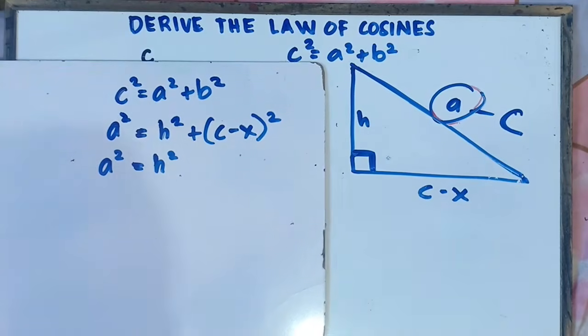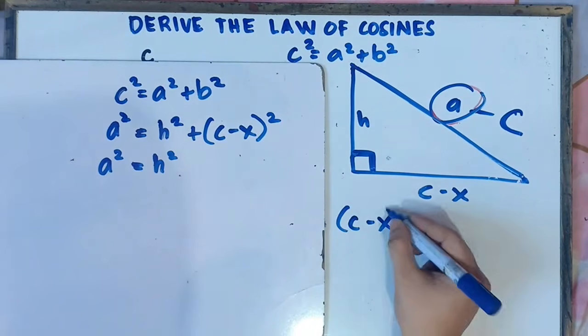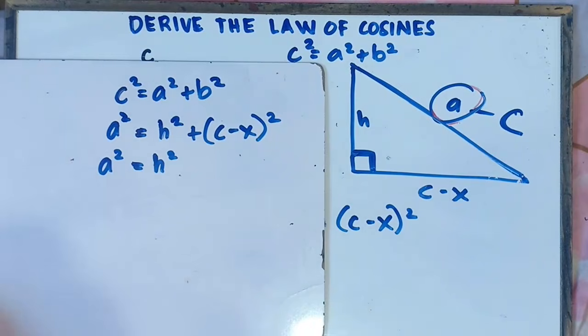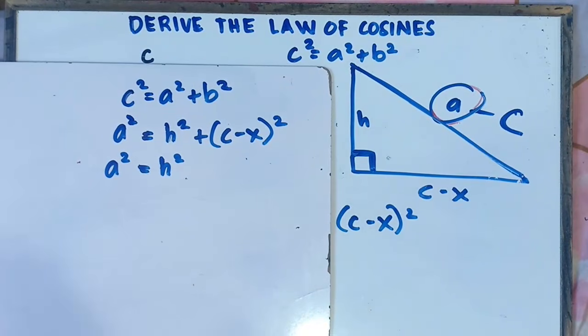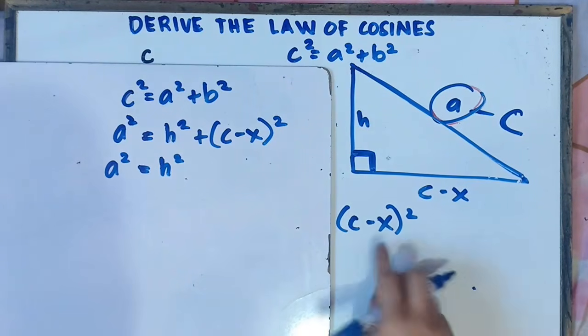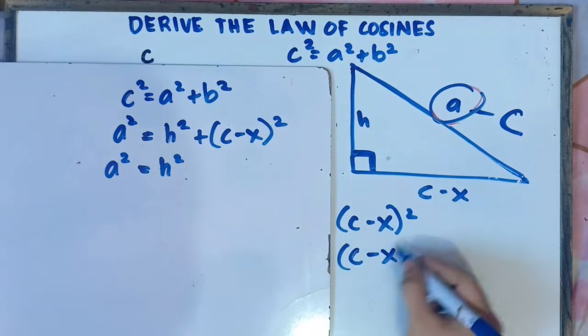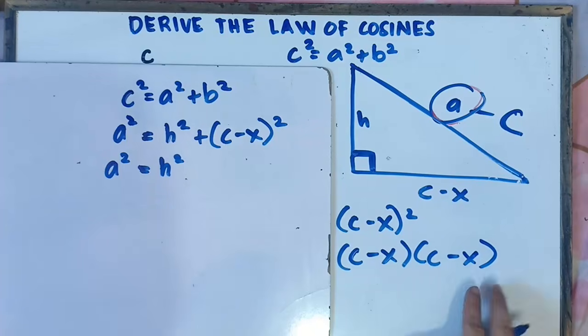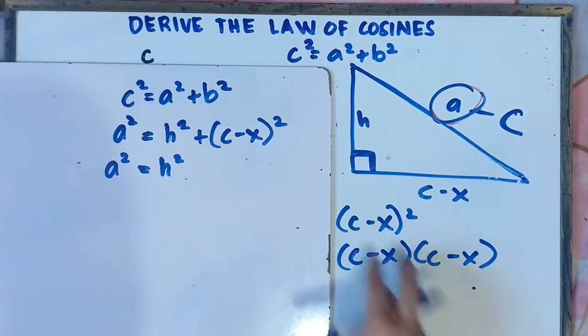C minus X and then squared. How would you simplify this one, class? Do you still remember this one, class? During your grade 8, you can apply the FOIL method, right? The square of binomial, C minus X squared. It doesn't mean C minus X times 2. It means C minus X multiplied by C minus X. You multiply this expression by itself twice.